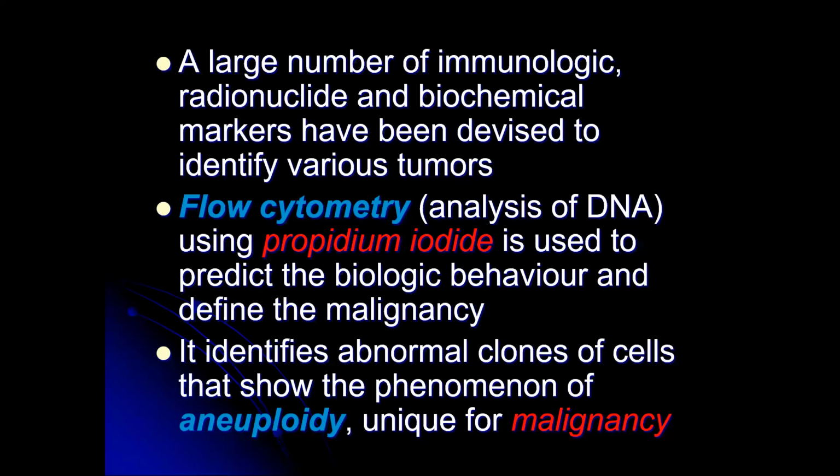A large number of immunologic, radionuclide, and biochemical markers have been devised to identify various tumors. Flow cytometry has been used in the past, at times in the present. It analyzes the DNA. It uses propidium iodide, and it is used to predict the biologic behavior and define the malignancy. It identifies abnormal clones of cells that show the phenomenon of aneuploidy, of malignancy. It is the most common form, aneuploidy. It is common to have aneuploidy in malignancy.